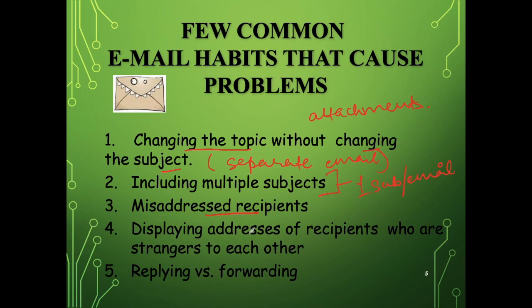Then a highly unprofessional practice is to send an email to the wrong recipient. When entering the recipients, you must take care and proofread the entire thing before sending it. Another common mistake is displaying addresses of recipients who are strangers to each other. Kindly do not do that unless people are known to each other or you have permission to copy a mail to other recipients. What you can do is use the option BCC, that is blind carbon copy. Under this option, the recipients will not be able to see who else is receiving it.